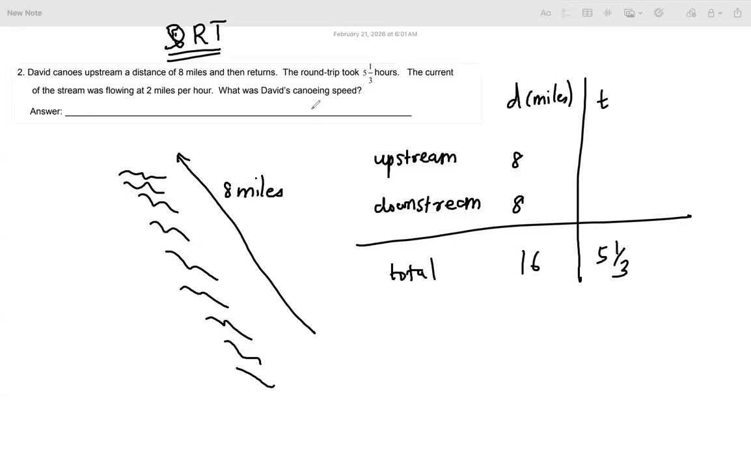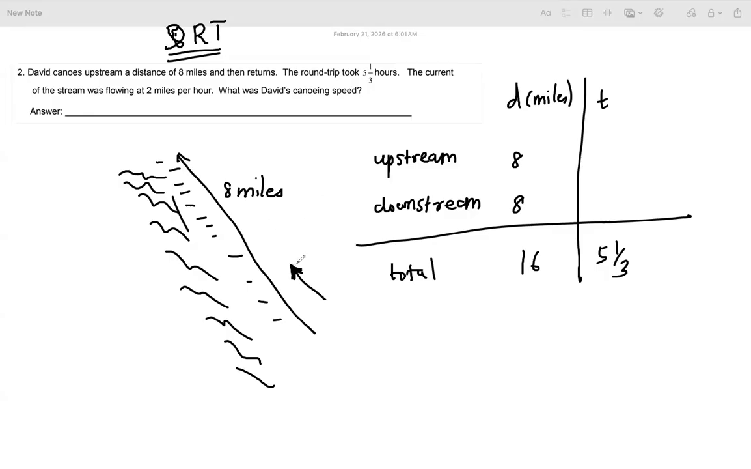Total distance is 16. Now see, this is where it becomes problematic. The current of the stream was flowing at 2 miles per hour. When a river is flowing downstream, whenever you go upstream, you are traveling against the current. The river is flowing downstream automatically, so the water has its own speed. Other than that, your boat has a speed.